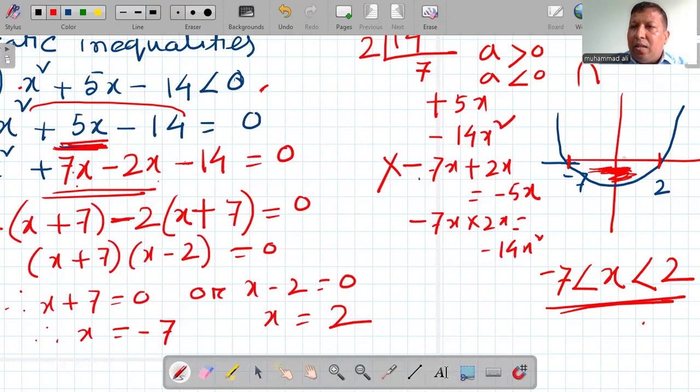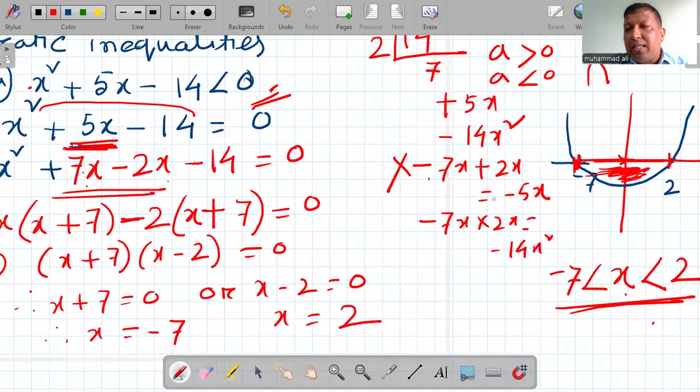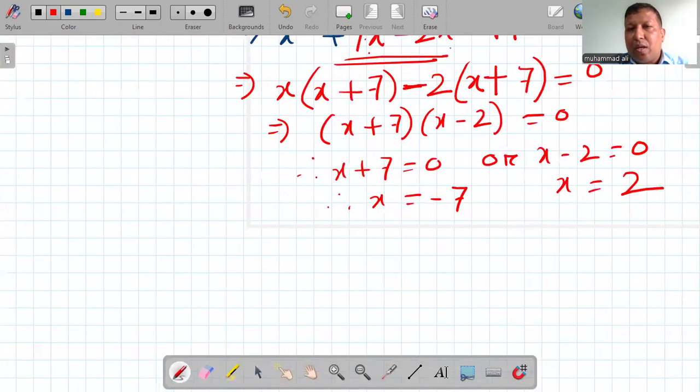Keep in mind, this curve passes through minus 7 and 2. So we want where the curve is negative, or less than 0. So we have to write x greater than minus 7, from minus 7 going to the right side, and less than 2, coming from the left side. Within this interval, the curve is less than 0. So the answer for A is correct, and it was x greater than minus 7 and less than 2.